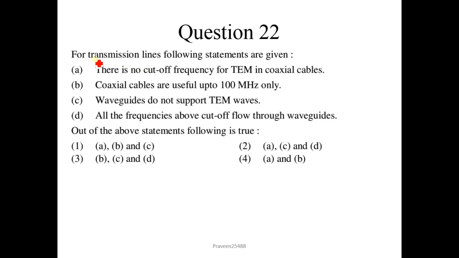Question number 22. For transmission lines, the following statements are given. There is no cutoff frequency for TEM in coaxial cables. This is correct. Coaxial cables are useful up to 100 megahertz only. As we know, coaxial cables can support up to 1 gigahertz, so this statement is not correct. Waveguides don't support TEM wave. This statement is correct. All the frequencies above cutoff flow through waveguides. This is also correct. So A, C, and D are correct. Second one is the correct answer.